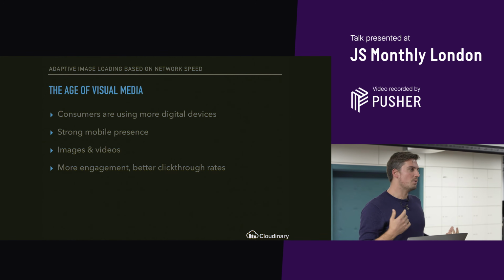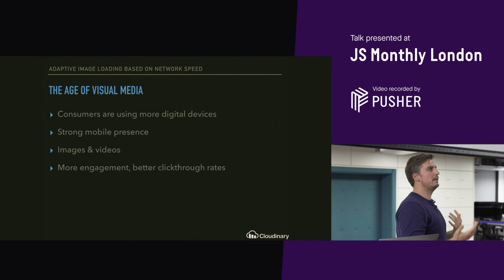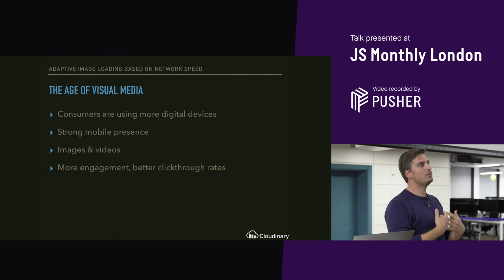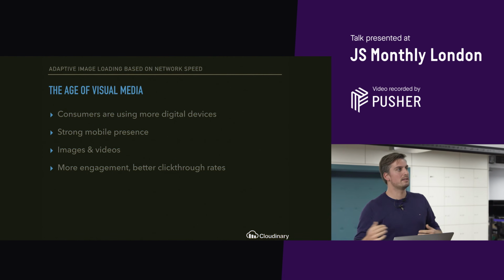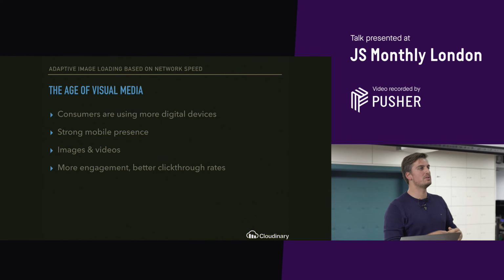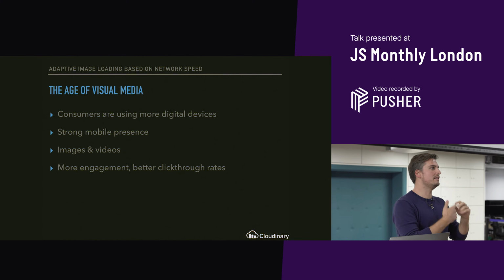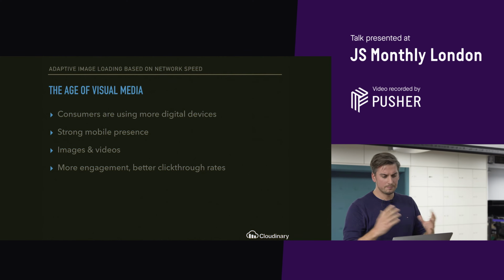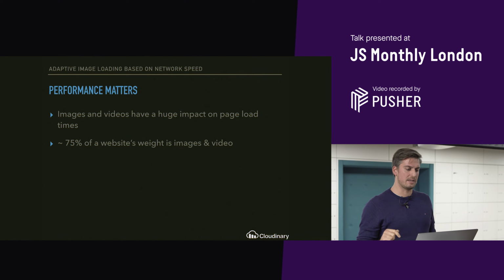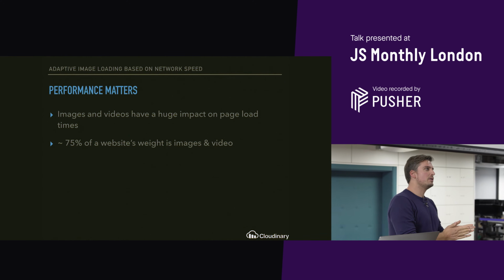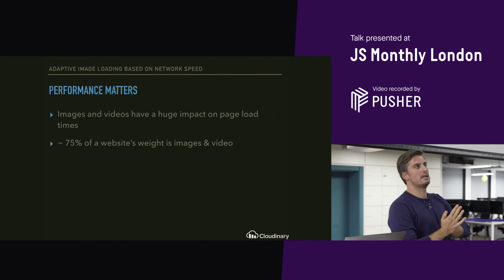Now, of course, when you have a visually appealing site, it helps you with click-through rates. It helps an e-commerce website sell products, especially if you can see a video of the product, a 360-degree image of a product, right? So visual media is everywhere. But of course, you can't neglect performance in here, right?